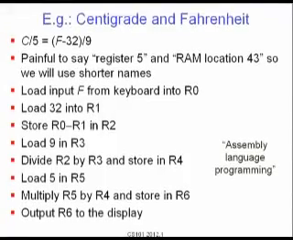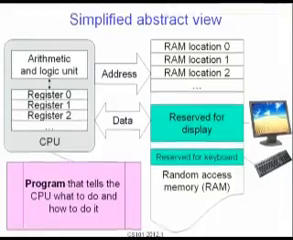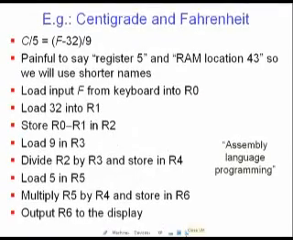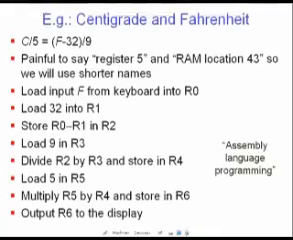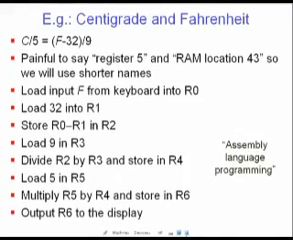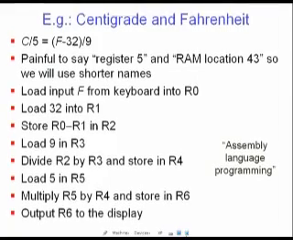Now, let's say here is a sample recipe that has to go into the CPU to get the work done. So here is a program, or a recipe. Suppose I want to convert a temperature given in Fahrenheit to a temperature given in centigrade. You all know the conversion formula, which is given in the first line. Because it's painful to keep saying register 5 or RAM location 43, I'll just give them symbolic names, like R0 for register 0, and symbolic names for memory locations.